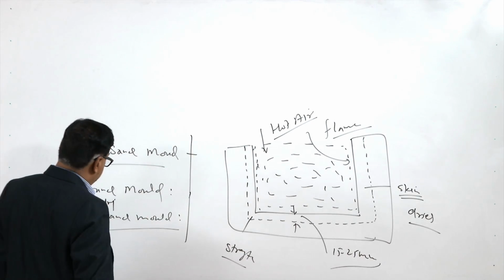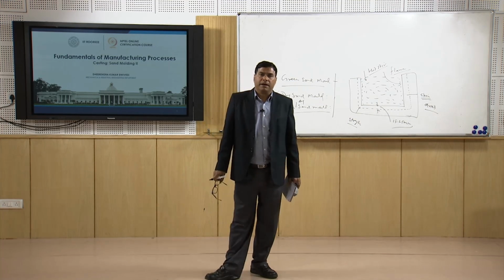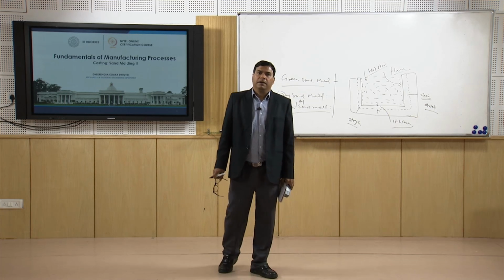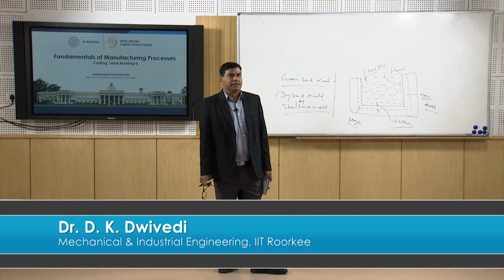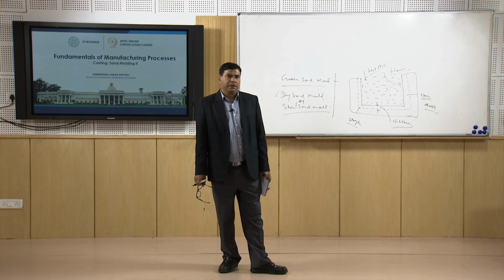Now, I will summarize this presentation. In this presentation, I have talked about the concept of fluidity and how we measure the fluidity in case of grey cast iron using the empirical relations, and what are the important characteristics which the green sand mold should have for developing the sound casting. And thereafter, we have seen the different types of molds like the green sand mold, dry sand mold and skin dry sand mold. Thank you for your attention.